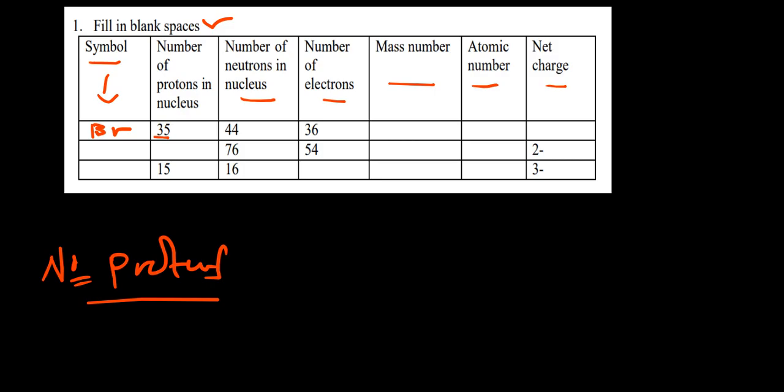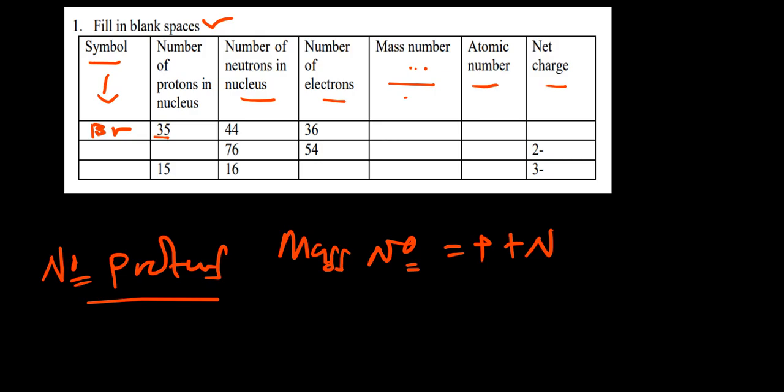The mass number equals the number of protons plus the number of neutrons. So from here, the number of protons is 35. The number of neutrons is 44. So we can find the mass number, which is here. Okay, so we are going to say 35 plus 44. That I'm getting a 79. So we are going to put a 79 here, like that.